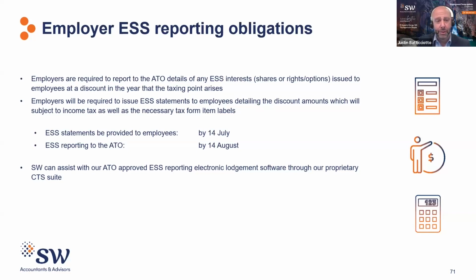But if you do have employees that are participating in a global plan or just a domestic plan, there are key deadlines. Employee share scheme statements do need to be issued to employees by the 14th of July. There are reporting obligations to the ATO by the 14th of August after the relevant reporting date. It's important to note that we do have employee share scheme reporting software. So if you find that you are unable to meet your reporting obligations, we can also assist with ATO approved software.